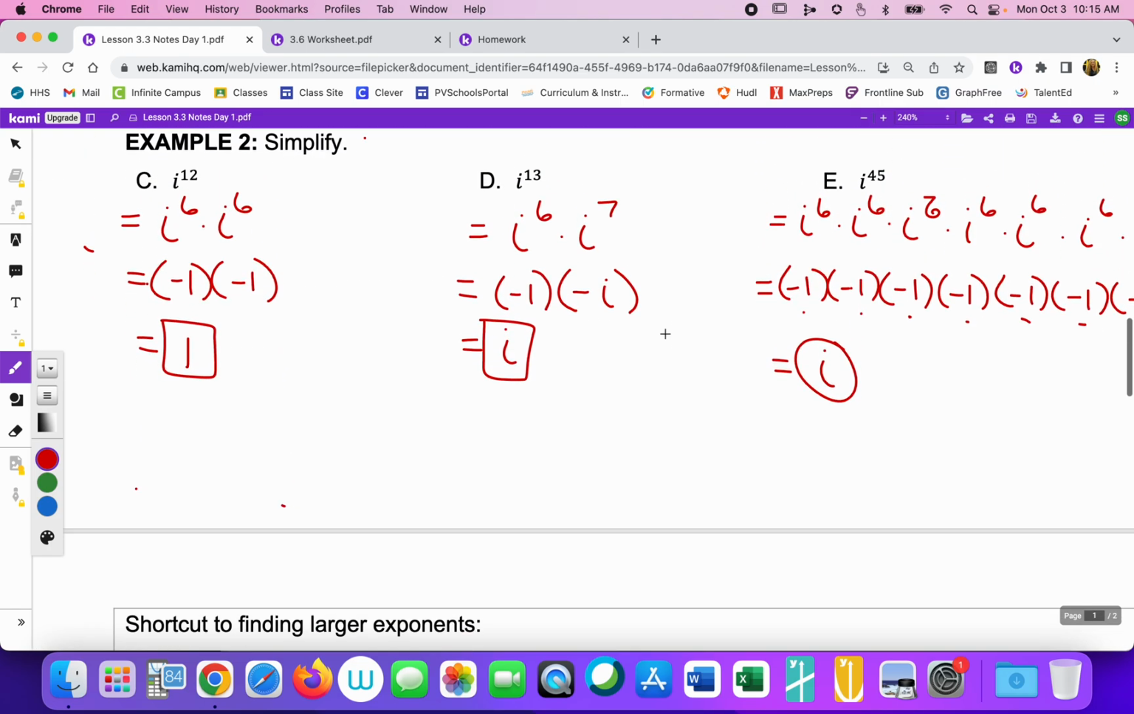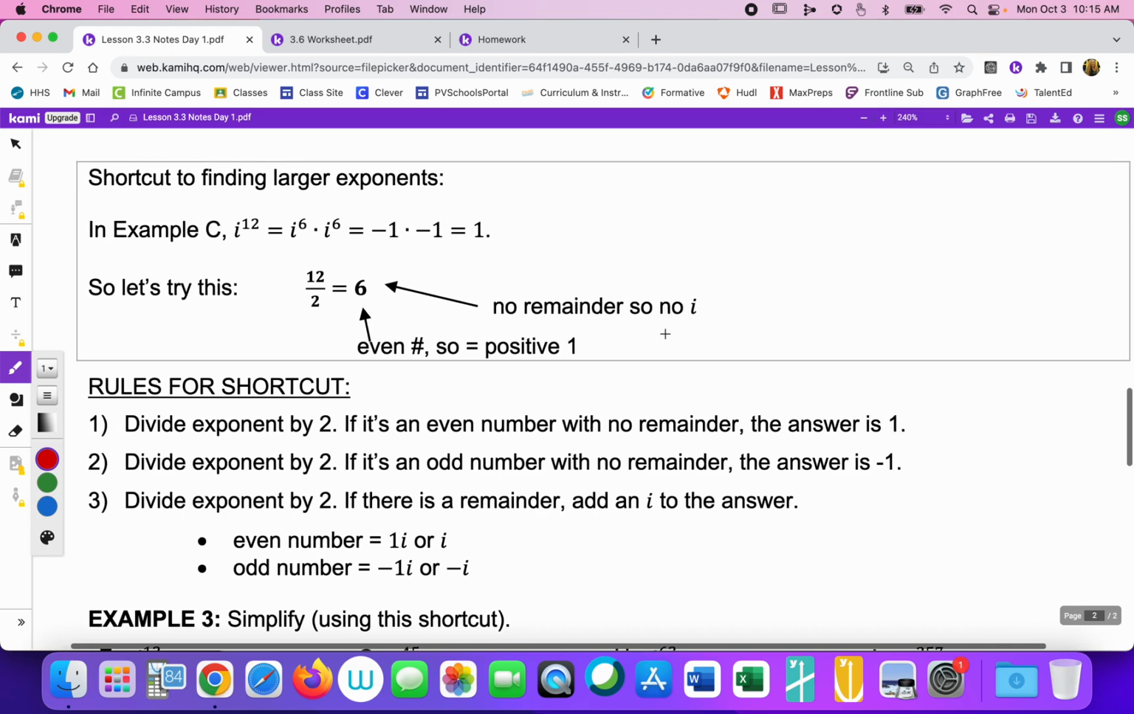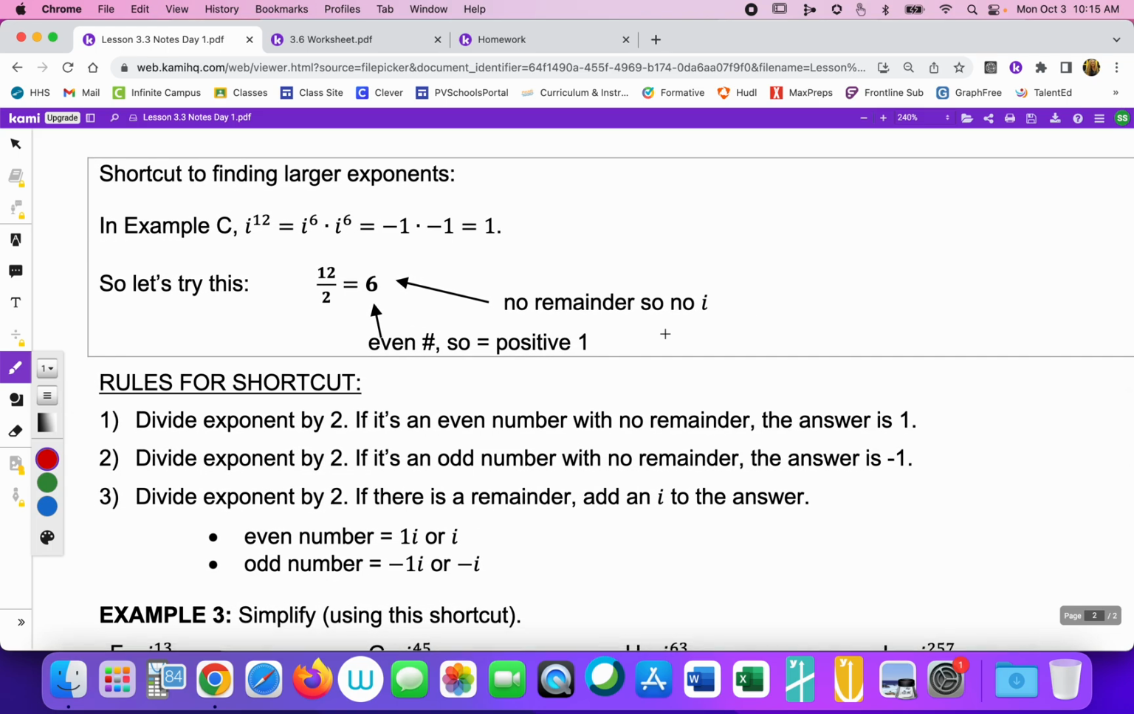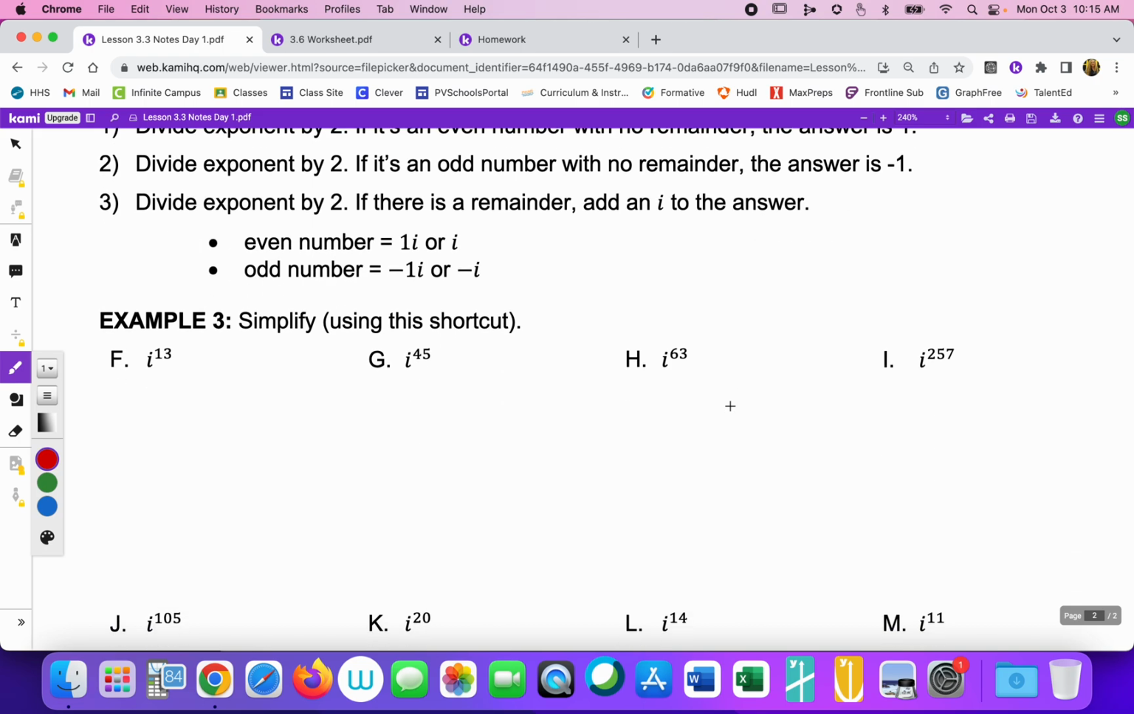So in example C up here, we had i to the 12th. Okay, so shortcut to finding larger exponents. So we already know the answer is 1 from example C. So we did it this way first. So we had i to the 12th, we split it into i to the 6th, i to the 6th. That would be a negative 1 times a negative 1, which is a positive 1. Your alternative to that, which you now have permission to use. Okay. If you notice down here, the exponent on i is 257. That would take a while. Okay. You could still do it, but it would take longer.